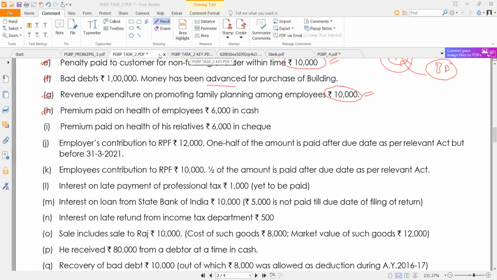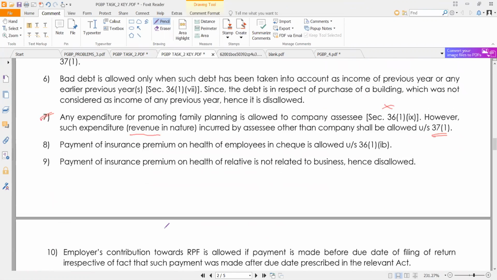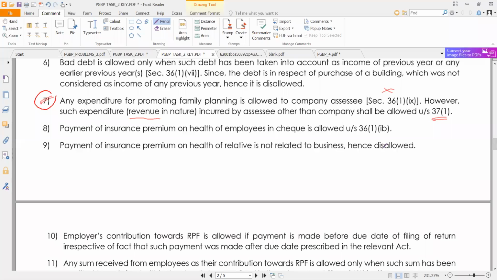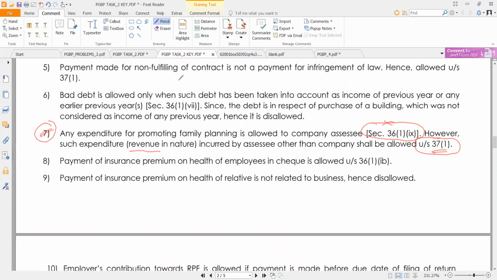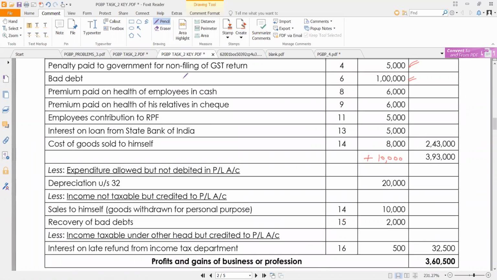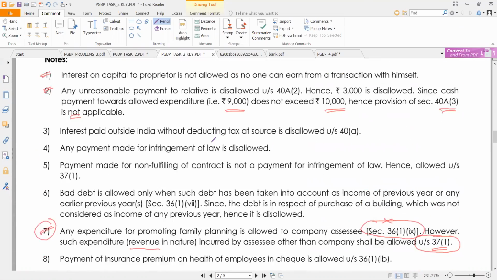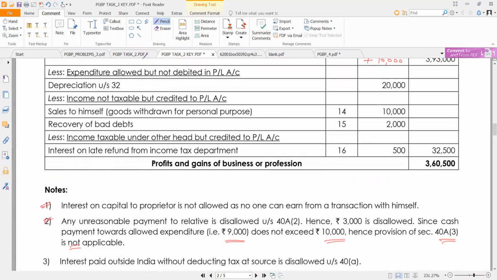So that is the reason I told 36 prevails over 37. And one more point to be noted, I don't agree with this solution, because when we apply section 37, first of all, that expenditure should be something which is not covered by any other section. If it is already covered by other sections, 37 cannot be applied. That itself is not correct. So there will never be any contradiction between 36 and 37. The solution which is mentioned here is thinking wrong.